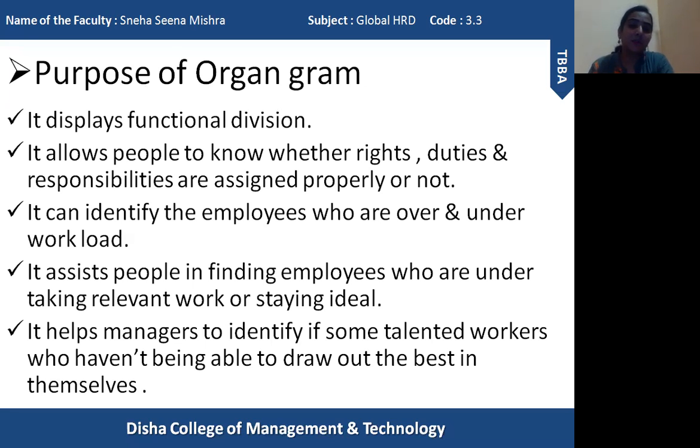See, organizations appoint different types of people having different capabilities, potentials, and talent. And this diagram can also help in identifying people who are talented, who have potential, but the best has not come out yet. So these kinds of things can also be revealed through an organogram.